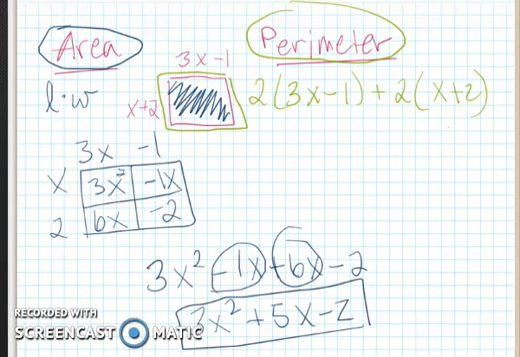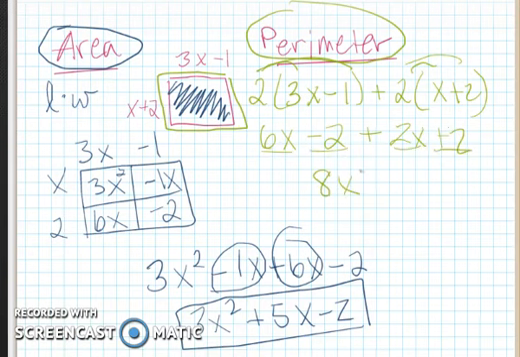For the perimeter, we just got to go ahead and distribute the 2. That's going to give me 6x minus 2 plus, distribute the 2, 2x plus 2. Combine like terms, 6x and 2x is 8x, and negative 2 and positive 2 goes to 0, so I just get this for my perimeter.